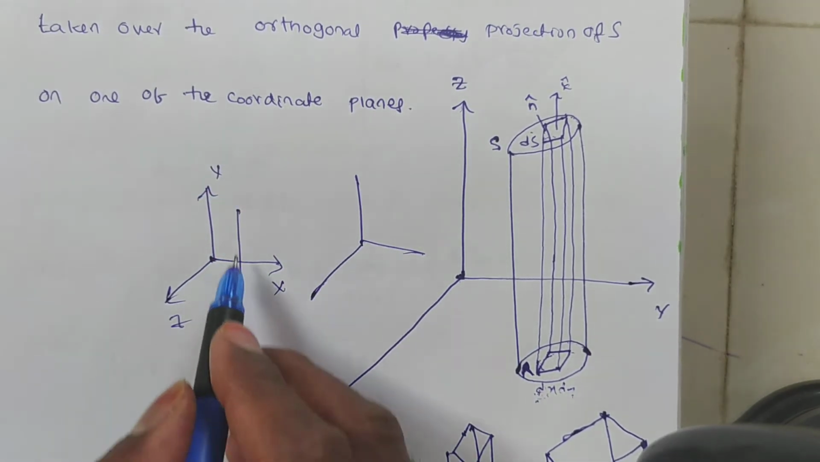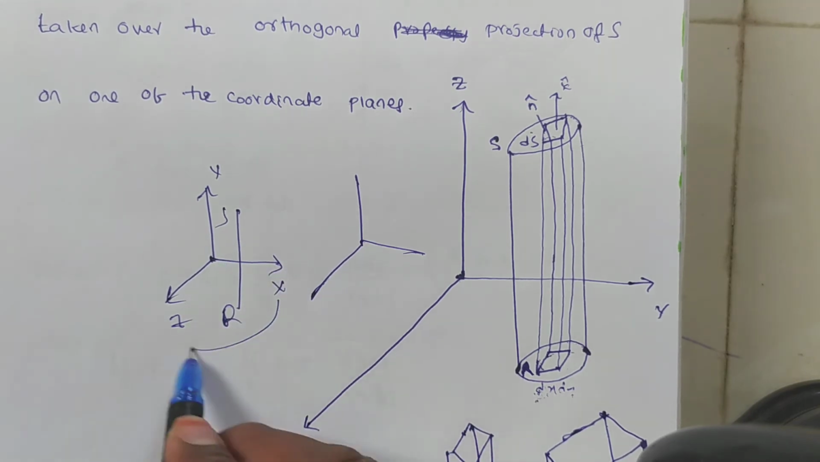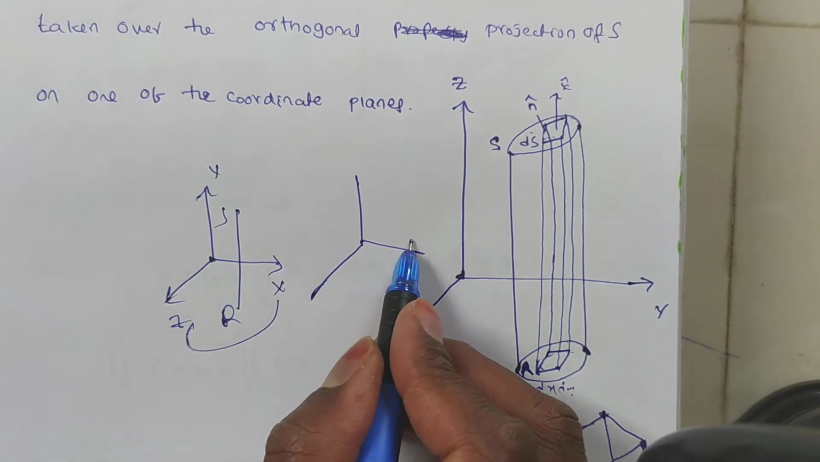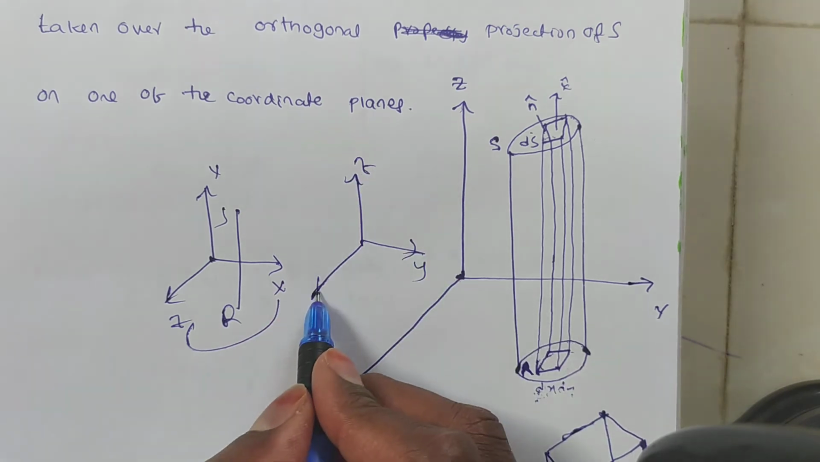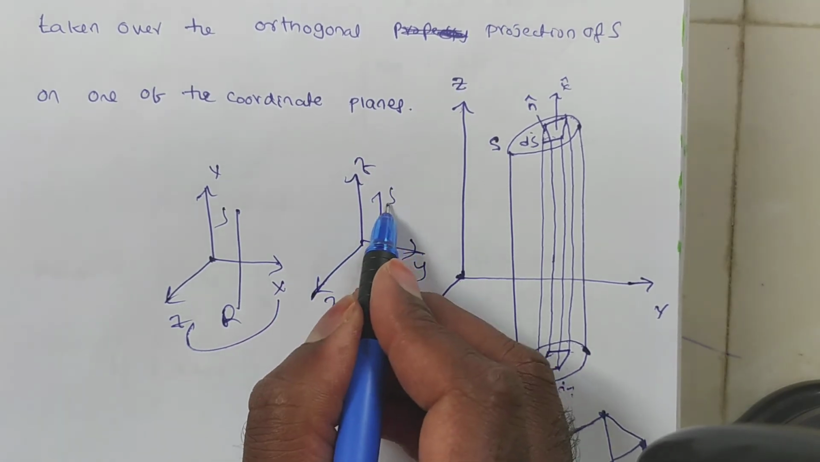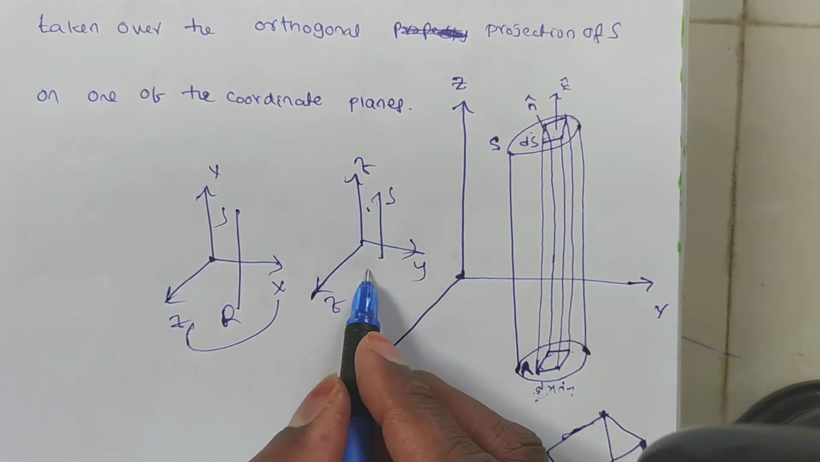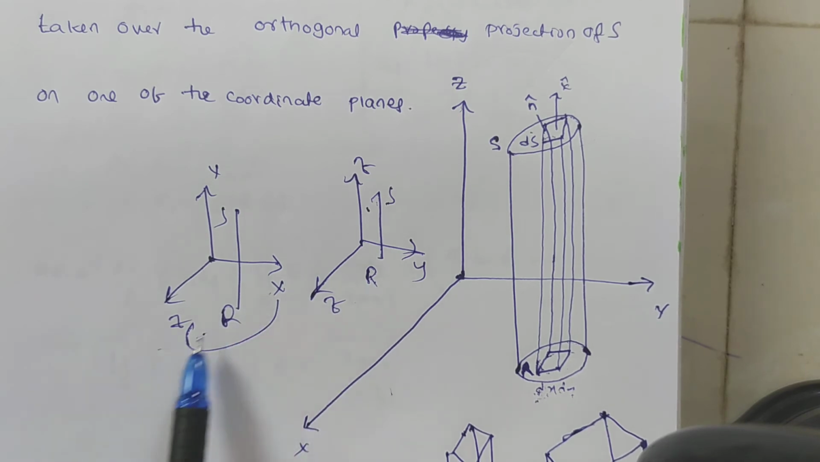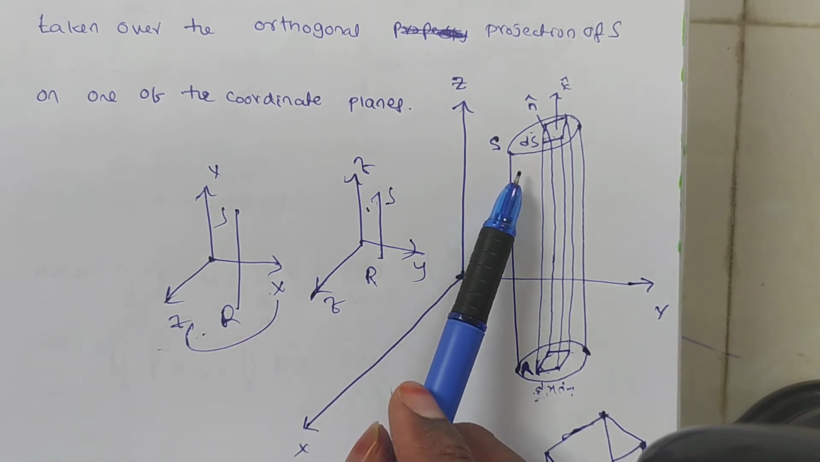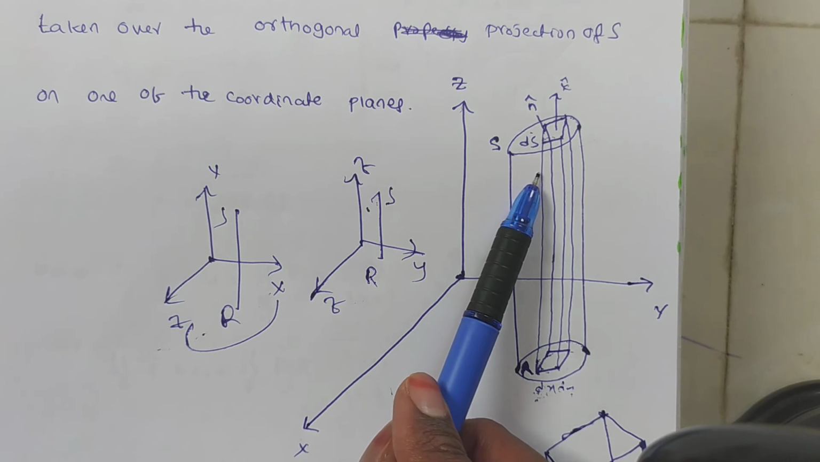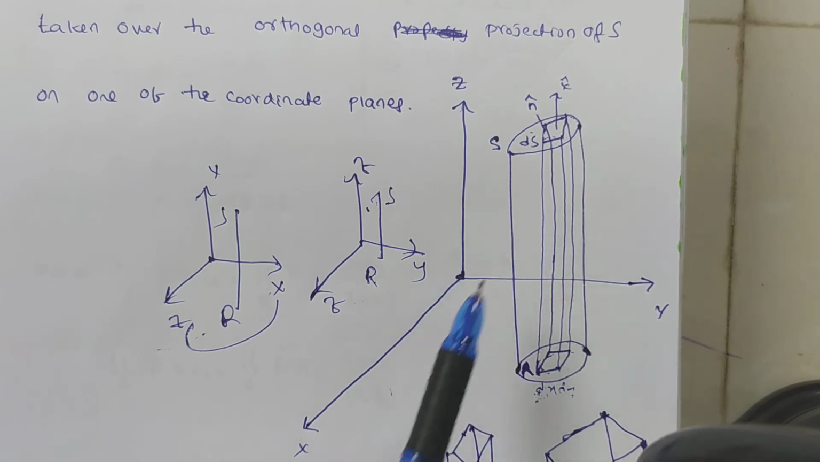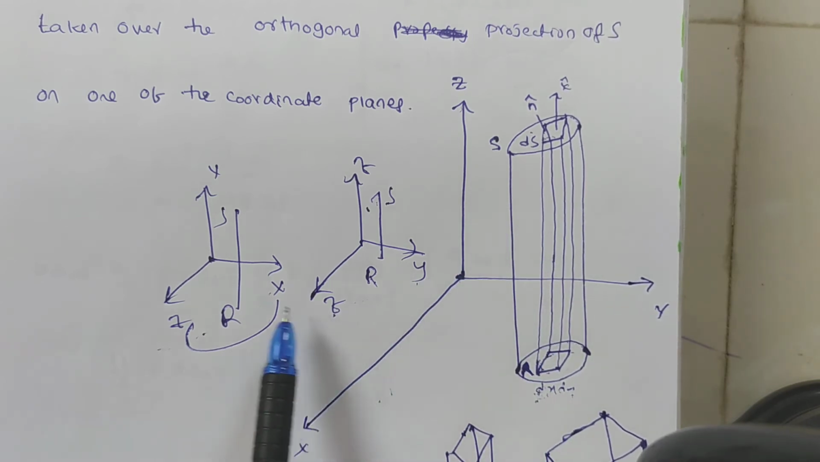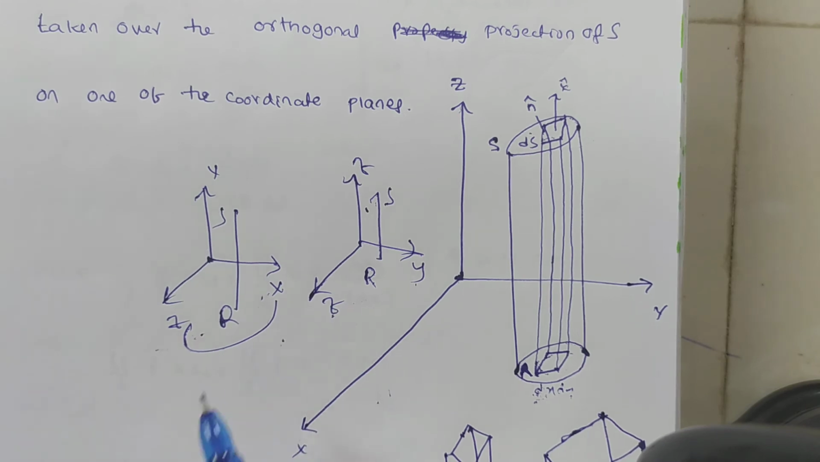Now the projection of S will be on our xz plane. Suppose you take this as y, this as z and this as x. In this case the surface is here, then R is the projection on the zy plane, like xy plane, yz plane, zx plane. If you want to evaluate the surface integral, we have to take an orthogonal projection of S on the xy plane or zy plane or zx plane. Nothing but a double integral only we are doing.